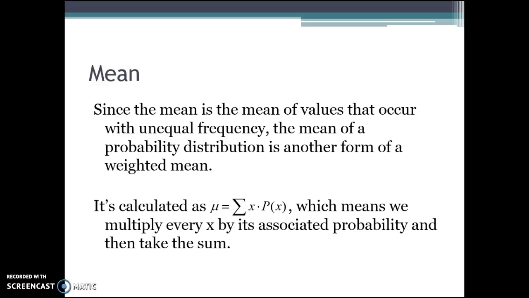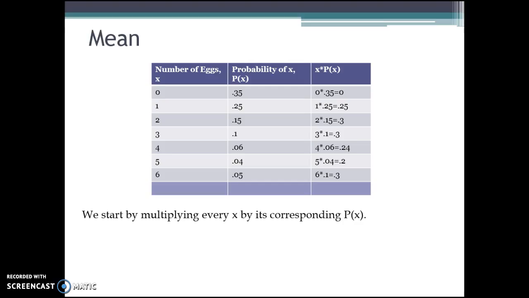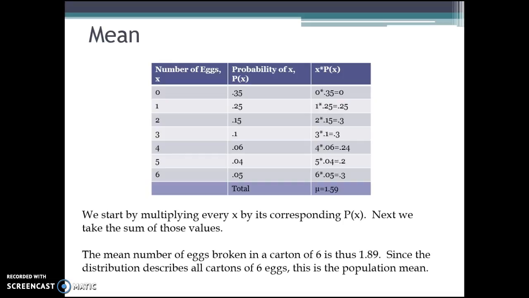So to find that mean, we're going to take every x and multiply by its associated probability. And then once we do that, we take the sum, and that's all there is to it. So here's our eggs example. We just take every x, multiply it by the p of x in the same row, and then add up the results. I do have a typo here. So the mean number of eggs should be 1.59, I believe. Okay, so our mean here is 1.59.